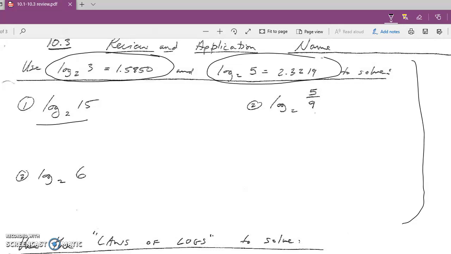Well, you have to think of a way to turn 15 into something that has a 3 or a 5 in it. So this is what I came up with. The log base 2 of 3 times 5. See, 3 times 5 is the same thing as 15. But why would I do that? Because 3 is listed right here and 5 is listed right here. So that's a much better thing than 15.